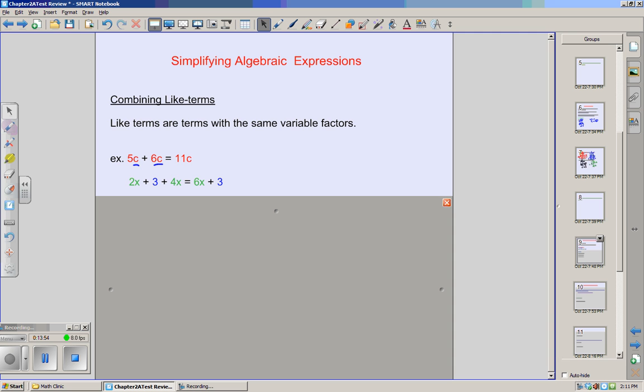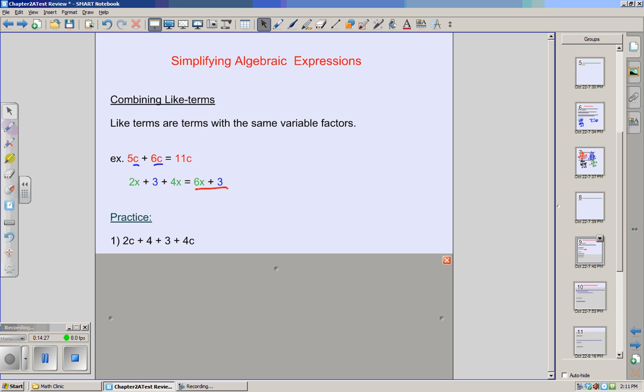In my next example, I have 2x plus 3 plus 4x. I can combine my two greens in this one, which are my x's. 2x plus 4x equals 6x. And since the 3 does not have an x next to it, I cannot combine it with my other terms. My final answer, since I cannot do anything with the 3, is 6x plus 3.